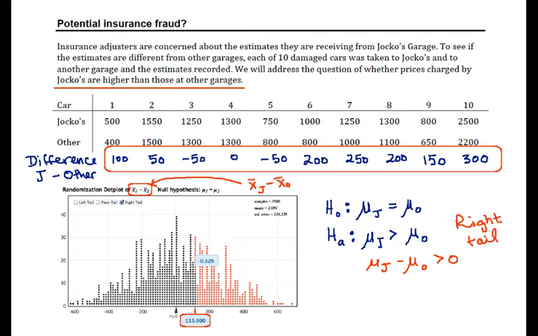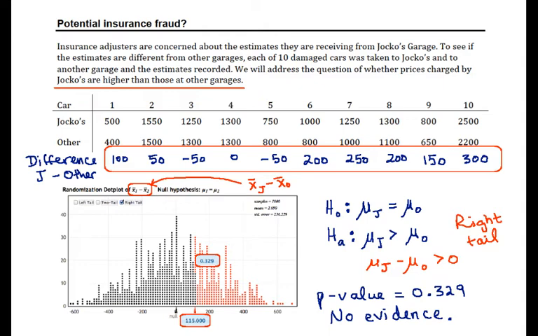We can see from this graph that the right tail is already highlighted, and we have a p-value of 0.329. Now, a p-value of 0.329 gives us absolutely no statistically significant evidence against the null hypothesis. So this conclusion would suggest that based on these numbers, we have no evidence that Jocko's is charging more on average than other garages. But if we look at this list of differences, that doesn't seem all that plausible. Almost all of these are positive, and we have a lot of fairly large positive numbers, with only a few of them being close to 0 or negative. So that alone is enough to make us question this result just a little bit.